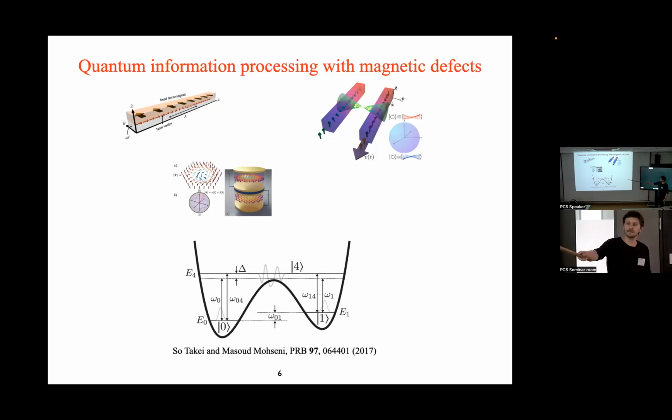It exhibits a very equidistant level structure. So that's kind of the reason. And also it's well separated from the other excited states. So that's one argument for utilizing it.